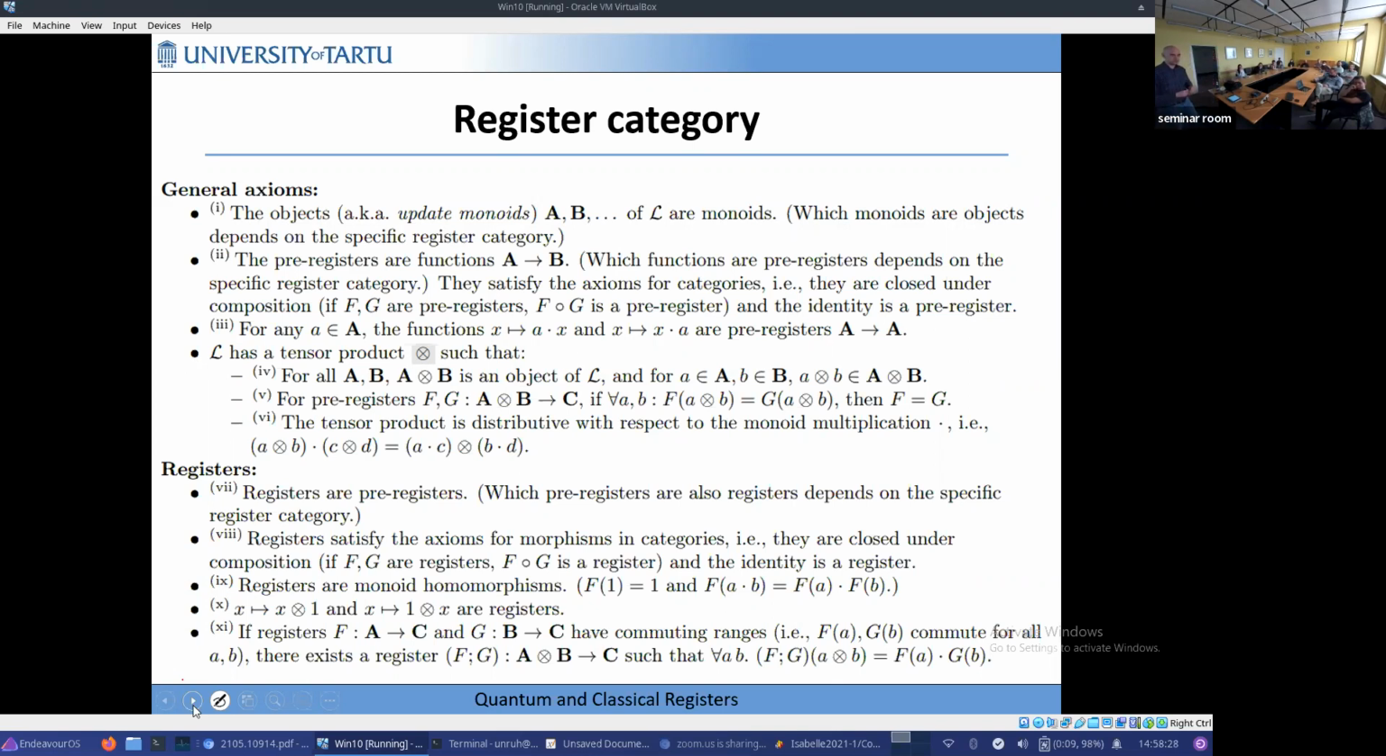But so far, the only two concrete examples are the quantum and the classical register categories. All these objects share a memory? Sorry? Do all these objects use the same memory? No, the objects are basically the types, but they're not exactly the types, but they correspond to the types.